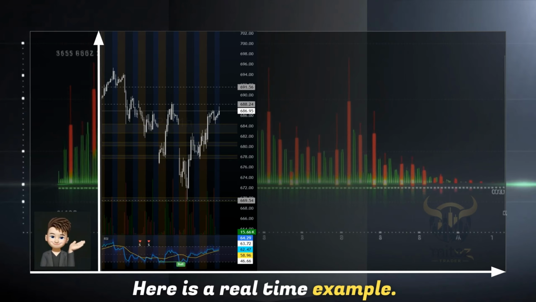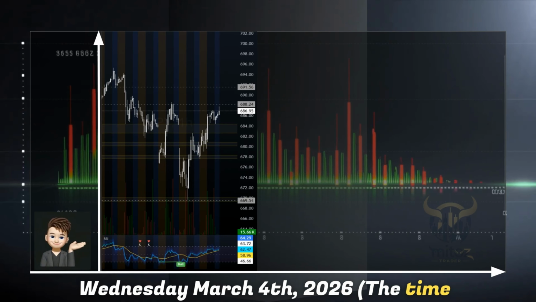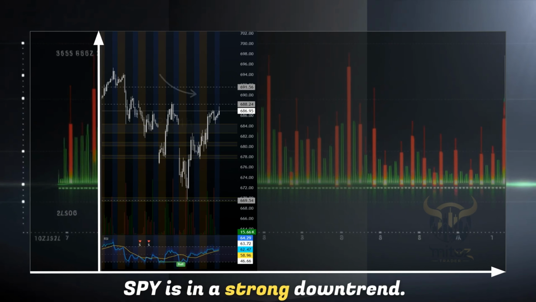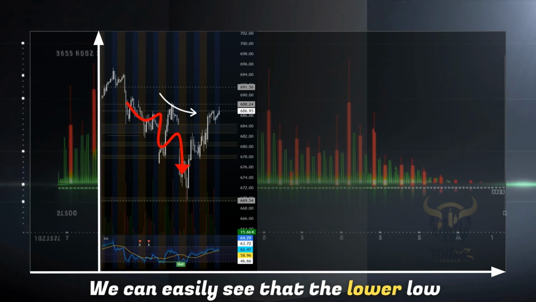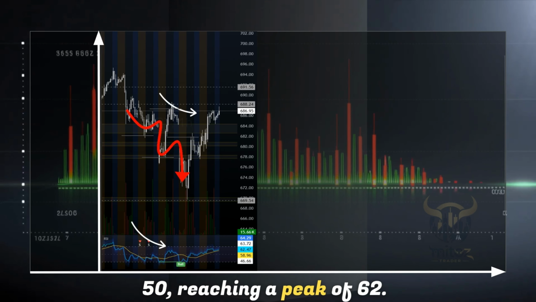Here is a real-time example. This is the 1-hour chart of SPY on Wednesday, March 4th, 2026, the time this video was made. SPY is in a strong downtrend. We can easily see the lower lows and lower highs. The RSI also moved in the area below 50, reaching a peak of 62.